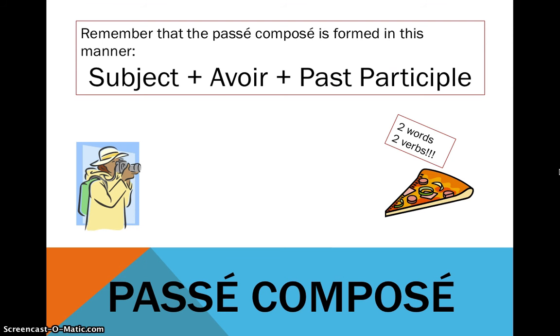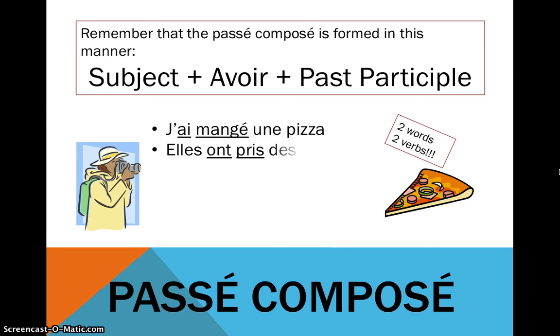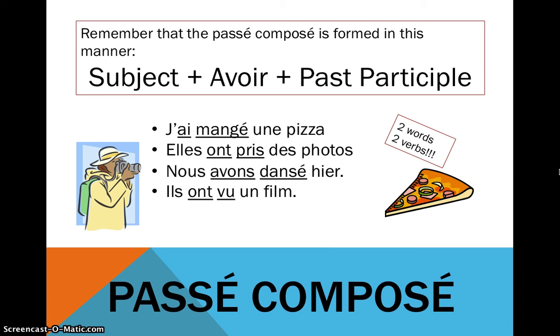So first off, remember that the passé composé is formed with two words, and these two words are two verbs. So you have your subject, and then you have your helping verb, which is often avoir, and then you have your past participle. So take a look at these examples. J'ai mangé une pizza. Elles ont pris des photos. Nous avons dansé hier. Ils ont vu un film. So these are sentences describing the past.